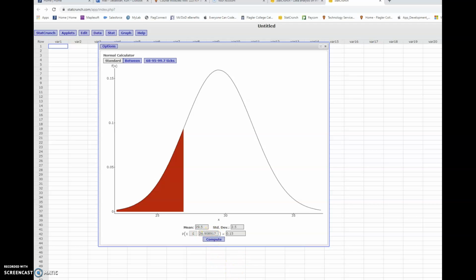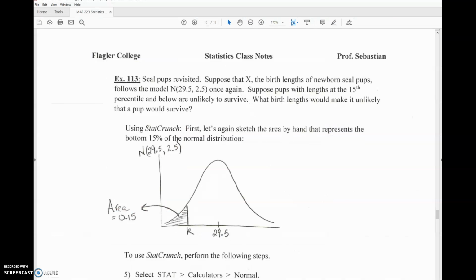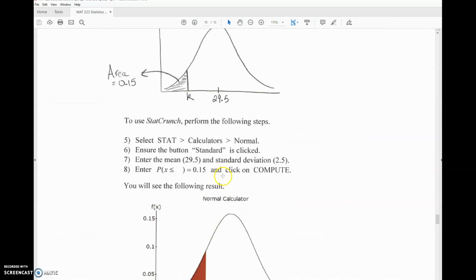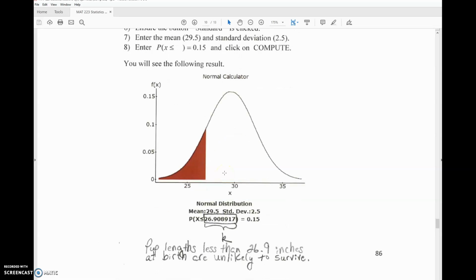26.908917 inches, or I think it was centimeters. I'll have to look again, I forget. Let's look. And that's cut and pasted there, so it's inches. Pup lengths less than 26.9 inches, when I round off to 1 decimal, at birth are unlikely to survive.